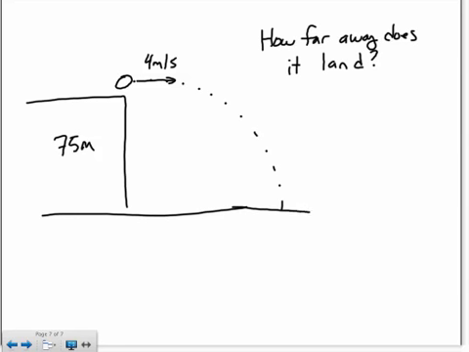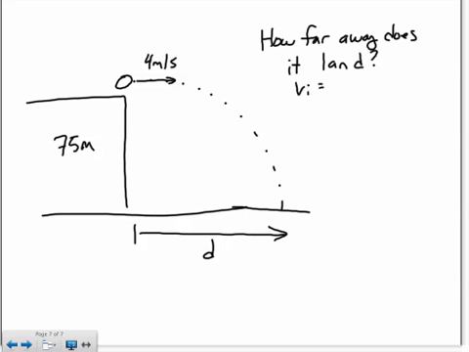Parabolic motion. And now I want to know how far away it lands from the cliff. I want to know that distance, x or d, whatever you want to solve for. So is my question dealing with a horizontal problem or a vertical problem? It's dealing with a horizontal problem. So let's identify what I know from my horizontal direction.